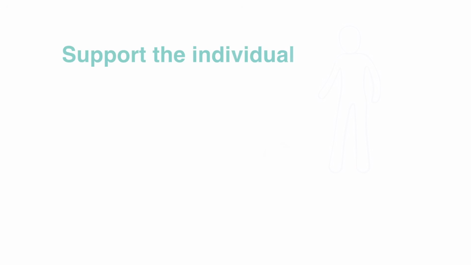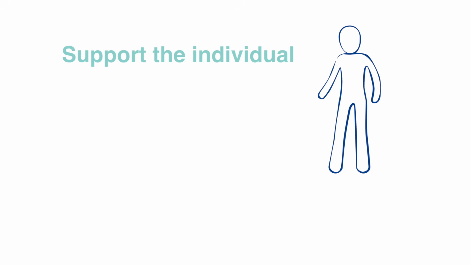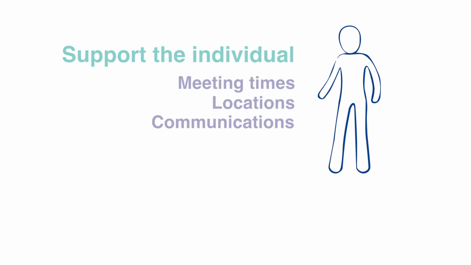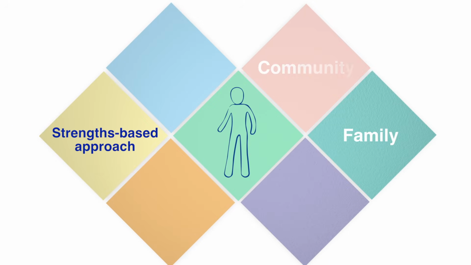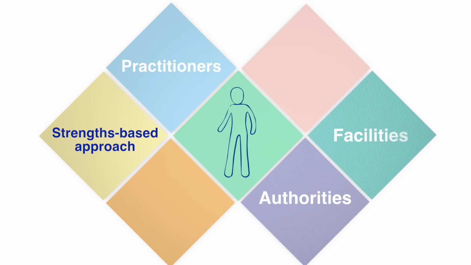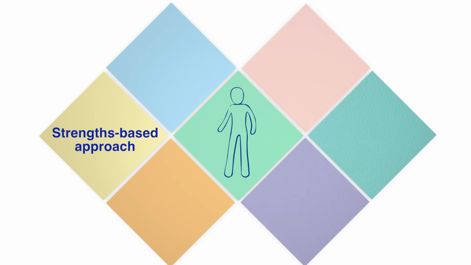Sometimes individuals need support to get involved in the process, and we must look at how we can do this by changing times for meetings, locations, bridging gaps in communication needs, providing an independent advocate, and so on. So, when we take a strengths-based approach, we look at the wide array of skills and assets of and around the individual. We can involve and link with family, community, organisations, practitioners, local authorities, or facilities and services in working out the best way for their well-being to be promoted.